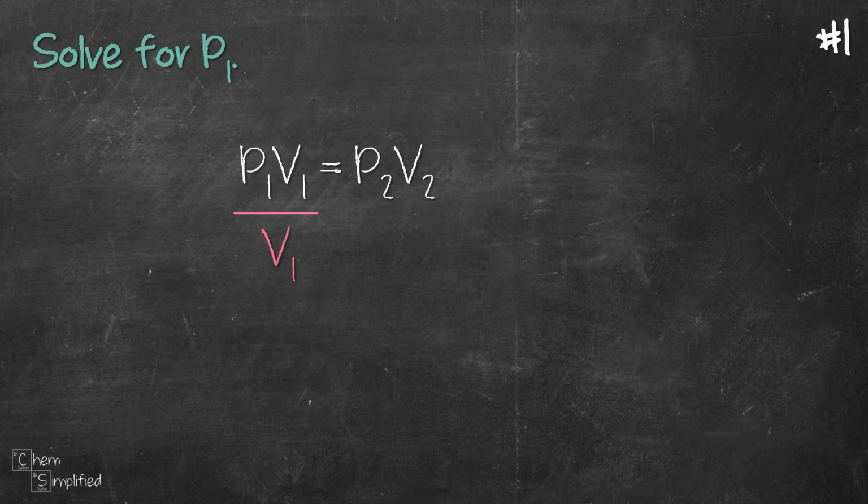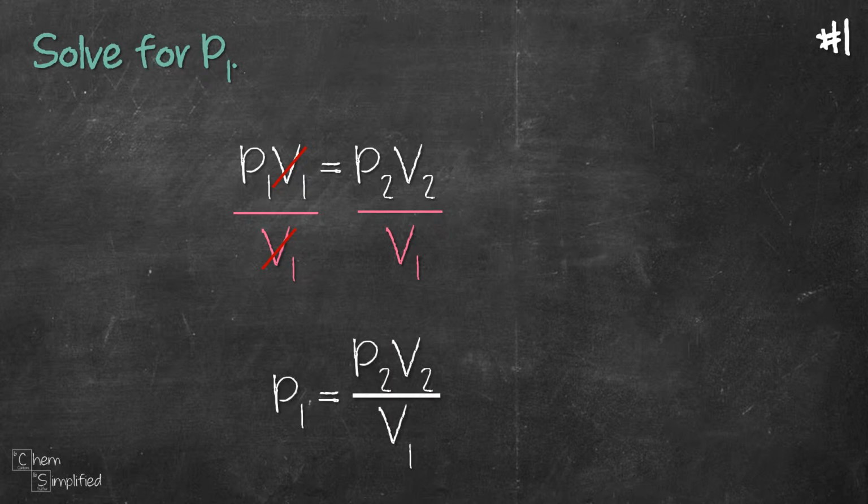So we'll need to divide P1 V1 by V1, and since we did that on the left hand side, we need to do the same on the right hand side. And we simplify the equation. V1 will cancel out on the left hand side, and that will give us P1 all by itself. So we get P1 equals P2 V2 over V1.